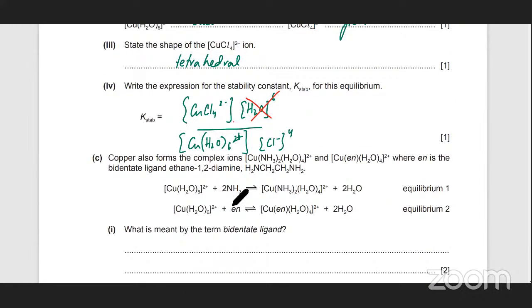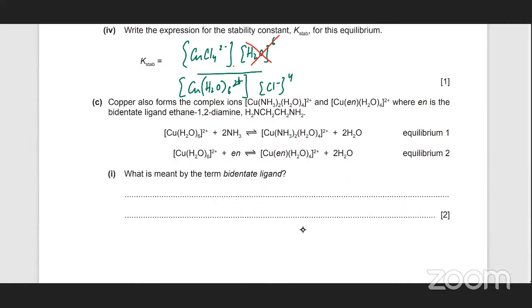The next one is this: what is meant by the term bidentate ligand? What's a bidentate ligand? It forms two dative bonds. Okay, exactly, a ligand that forms two dative bonds with a metal cation.